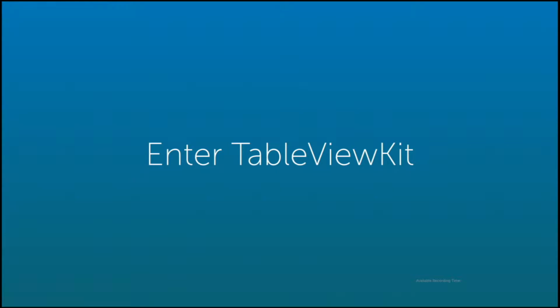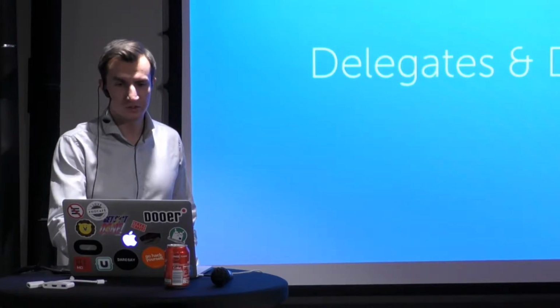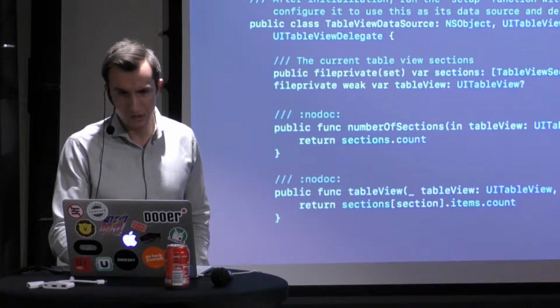So enter TableViewKit, right? TableViewKit in its concept is really simple. It's really just a reimagination of what the UITableView API would have looked like if it was released today. So it turns delegates and data sources into view models. And when building this framework, I approached it with a domain-driven design. Just look at what the table view is, what does it consist of? It consists of sections and rows, right? So let's just model those sections and rows and make them easy to work with.